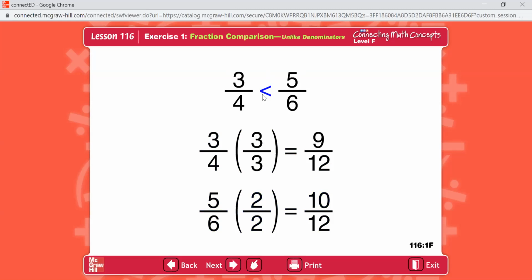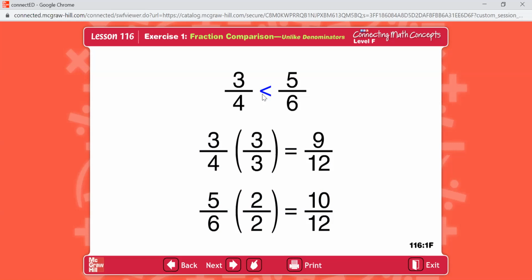Now open your workbook to lesson 116 and find part 1, A and B. You're going to do this on your own. Problem A says 3/8 and 2/5. This is like the problems you just worked. You have to change both denominators. Now ask yourself, what is the lowest common denominator for 8ths and 5ths? The answer is 40.